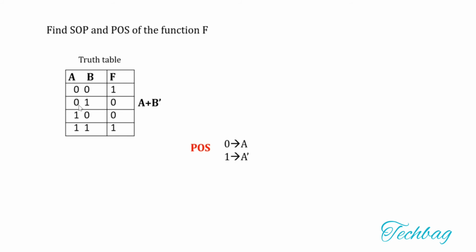Here f is 0 for input combination 0, 1 and you have to write the corresponding input as a sum term. You have to write the sum term for the input combination. So A or B complement. Here 0 is true form, 1 is complement form and you have to write a sum term. And next one, here 1, 0. So A complement or B. So these are all the sum terms for which your function f is equal to 0.